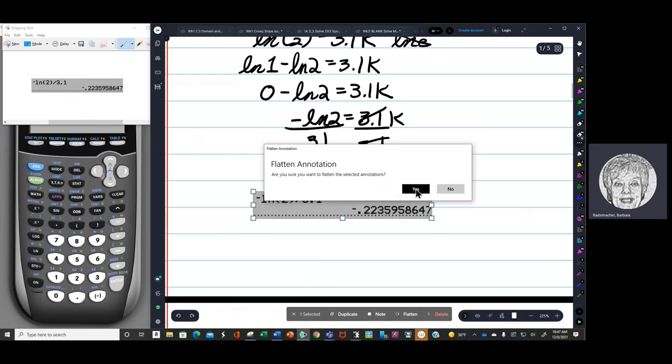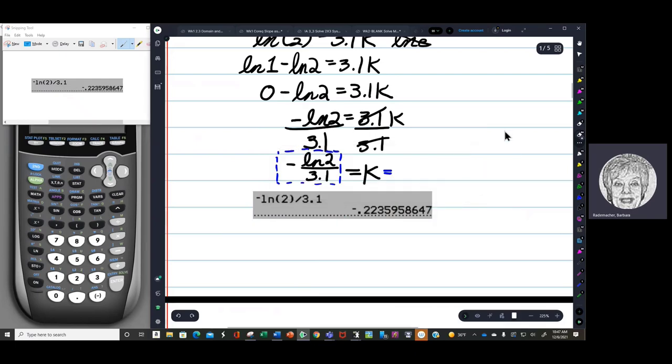Okay, we'll flatten that. Now, we're supposed to round to 4 decimal places. 1, 2, 3, 4. That's 0.2235, negative. And the 5 is followed by a 9, which will cause the 5 to round up to a 6.